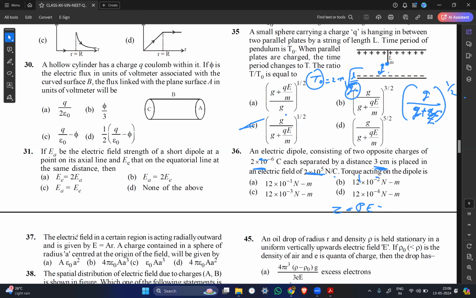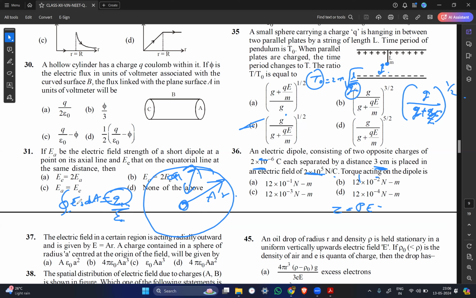Then 37th: an electric field acting radially outward is given by AR. A charge contained inside a sphere of radius A centered at the origin will be given by, so this radius is A. The charge is what they are asking, right? So charge Q inside by epsilon naught is the integral of E dot dA, right? This they are asking, so it will be E dot dA.